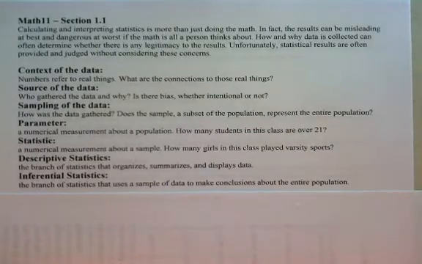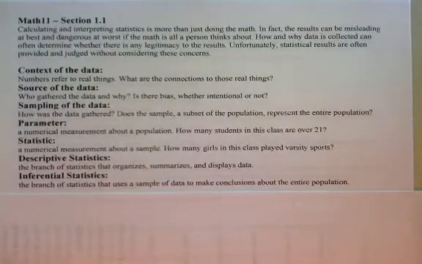Okay, parameter. It's a numerical measurement about a population. Statistic, a numerical measurement about a sample. And I've given you a couple of examples. How many students are in the class who are over 21? How many girls in this class played varsity sports? The key to determining the difference between the two is the statistic is always a subset of the population.